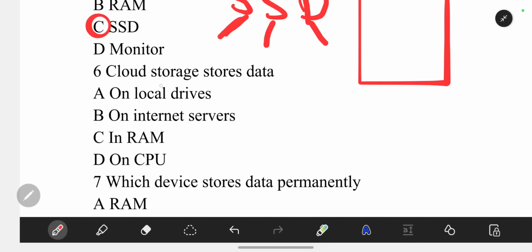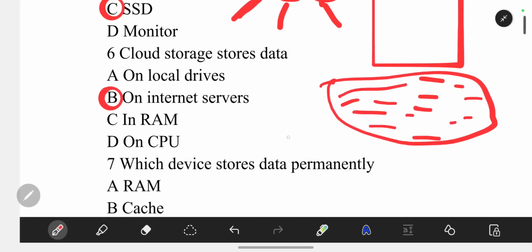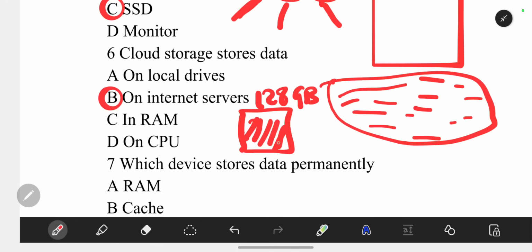Our number 6, cloud storage stores data. Cloud storage stores data on the internet servers. That's why it is called cloud storage. You can access this data anywhere using any device. For example, if you have your phone, or let's say your laptop, which has 128 GB space, then you have things there.